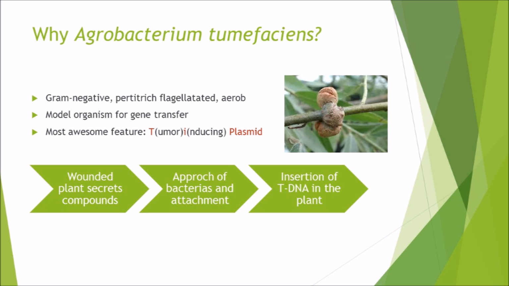When the plant is hurt, the plant secretes molecules that the bacteria recognizes. If the bacteria attaches irreversibly to the plant, it leads this part of the plant to uncontrolled cell division by introducing a part of its own genome, the T plasmid, into the plant. That's why Agrobacterium tumefaciens is a good model organism for gene transfer and thus transformation.